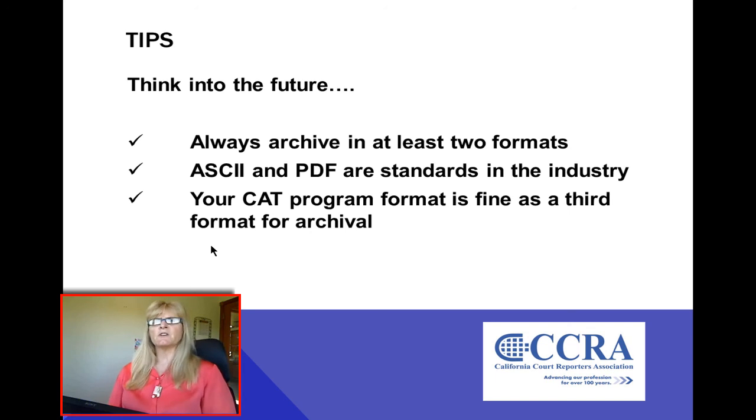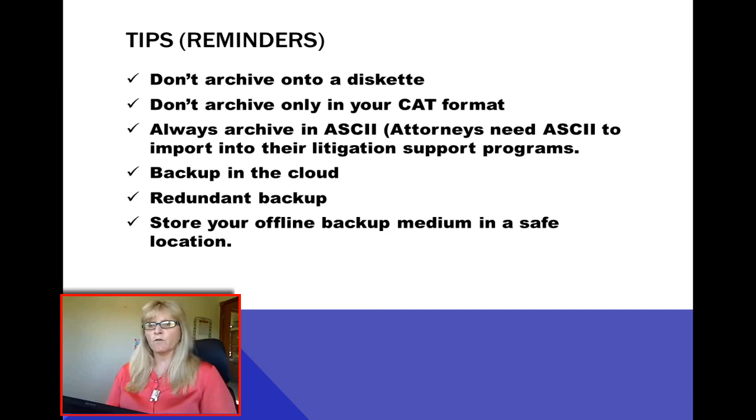One tip is always archive in at least two formats, and preferably ASCII and PDF. Those are standards in the industry. Your CAT program format is fine as a third format for archival, but please do not rely on that as your main format. I think you all agree that CAT programs update their software, and you're constantly having to worry, maybe, if your program is going to be accepting a version from 4 or 5 years ago. So just keep that in mind.